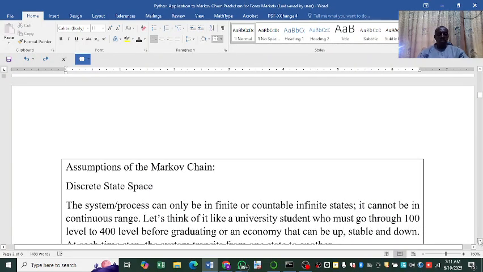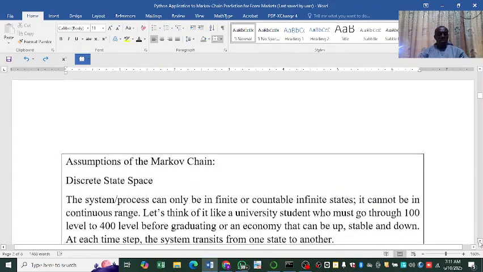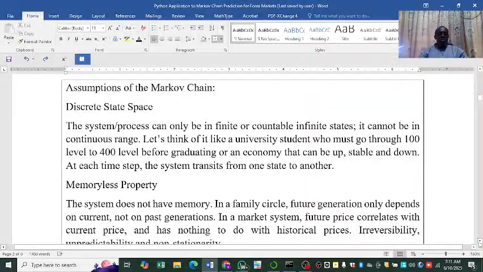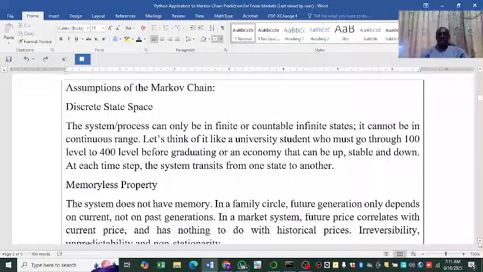Then let's proceed to the next outline for this training. The next outline is the assumptions of the Markov chain. There are about seven assumptions. The first one is the discrete state space. This simply means that the system passes through a definite finite state, or a countable or uncountable infinite state. The system evolves through a specified number of states.